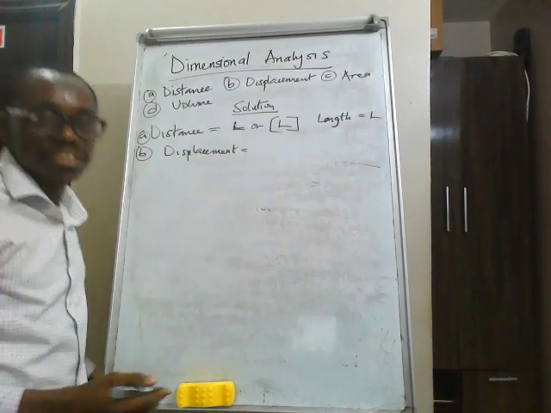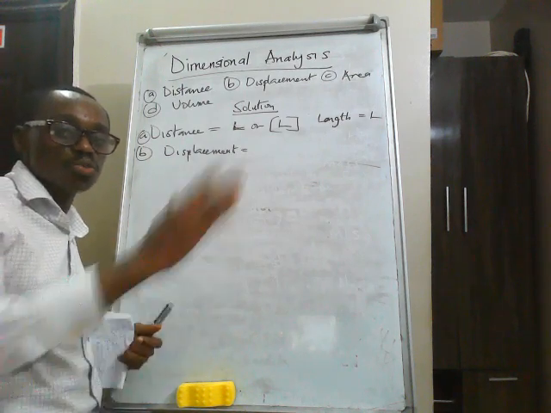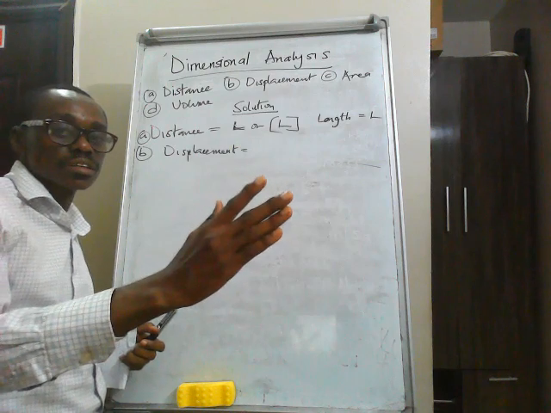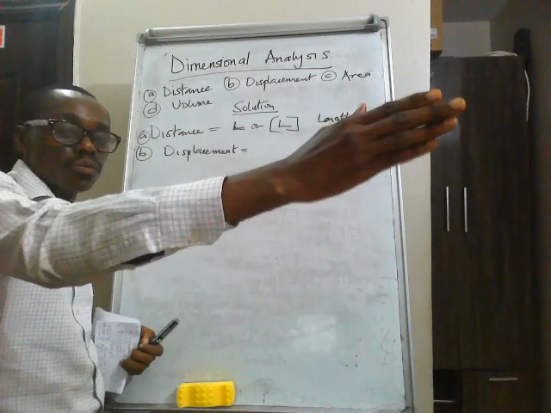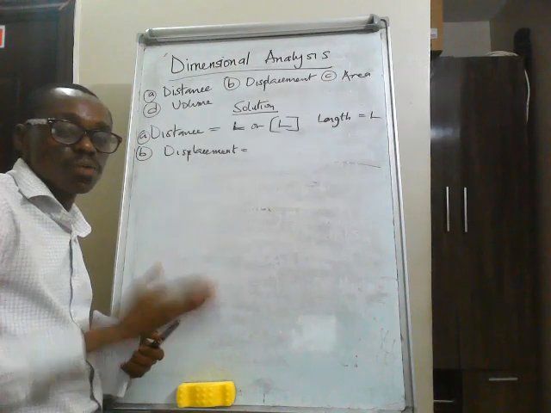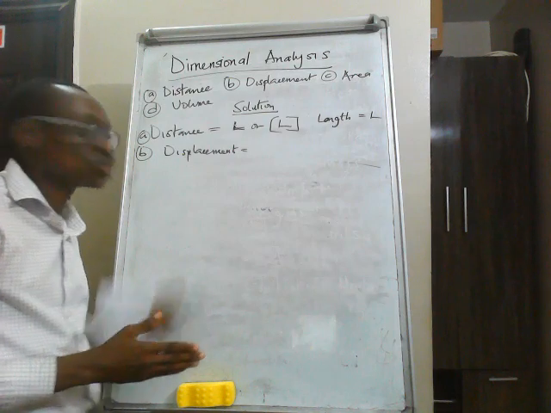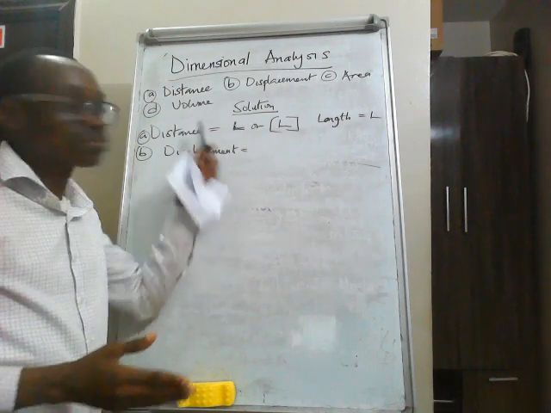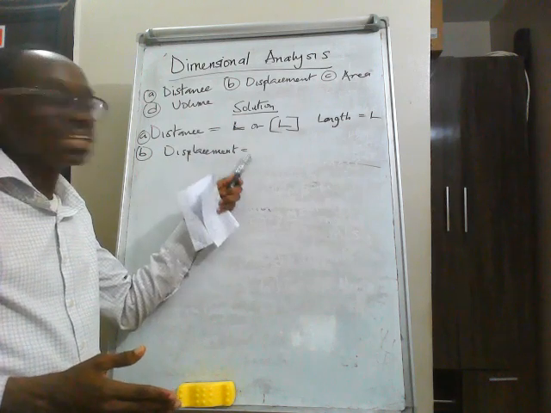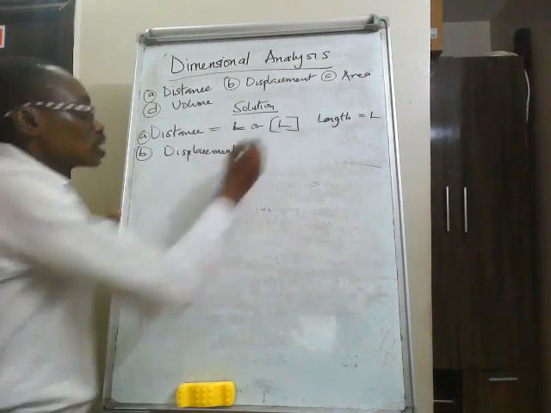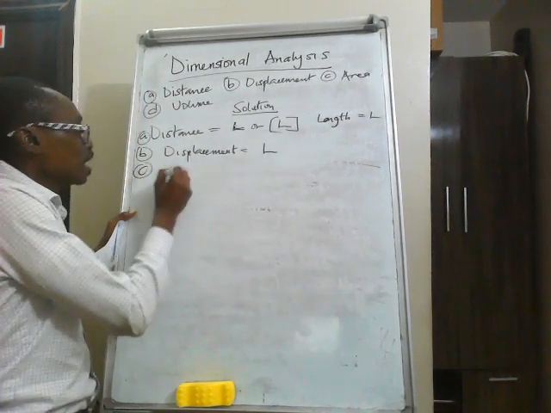So we've done distance, we move to displacement. Displacement is the difference in distance when you move from one point to another: the difference between point B, which you move to, and point A, where you started the movement. That is displacement. So displacement is a sort of distance, and being a sort of distance, it is a kind of length. So displacement too is L. The next one is area.